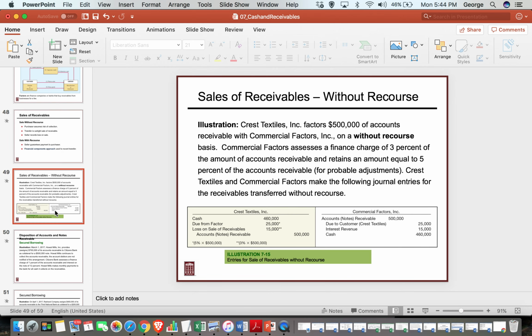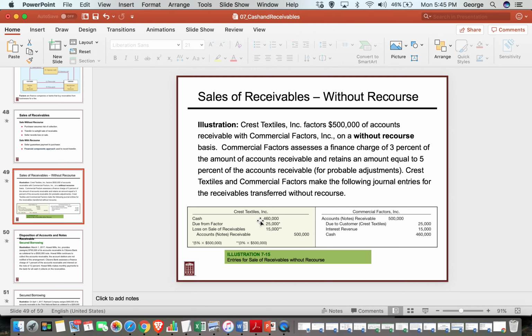So let's take an illustration. Crest Textiles factors, or sells, $500,000 of receivables to Commercial Factors on a without recourse basis. Commercial Factors assesses a finance charge of 3% of the amount of receivables and then retains 5% for adjustments, like for bad debt. Crest Textiles and Commercial Factors make the following journal entries for the receivables transferred without recourse.